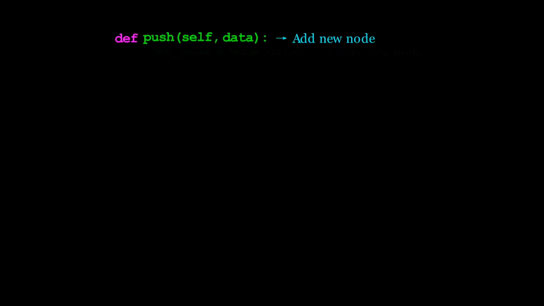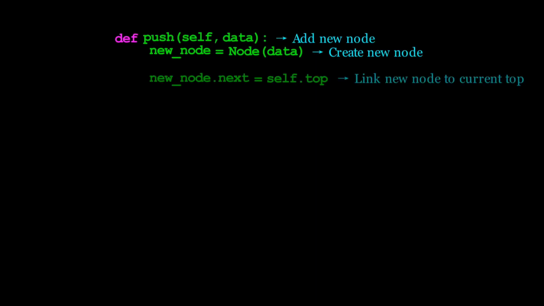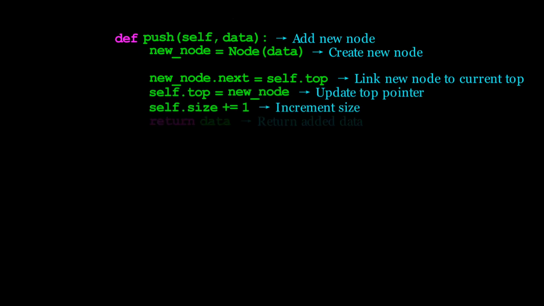Further, moving on to the push method. It demonstrates the power of the linked list approach. When we push a new element, first, we create a new node with the provided data. We point the new node's next reference to the current top. Next, we update the top pointer to this node and we increment our size counter.